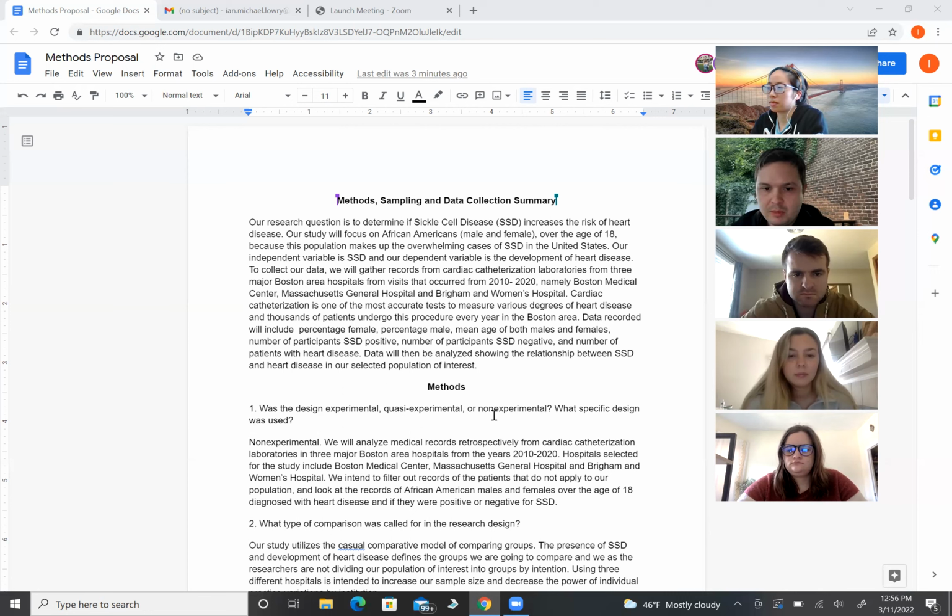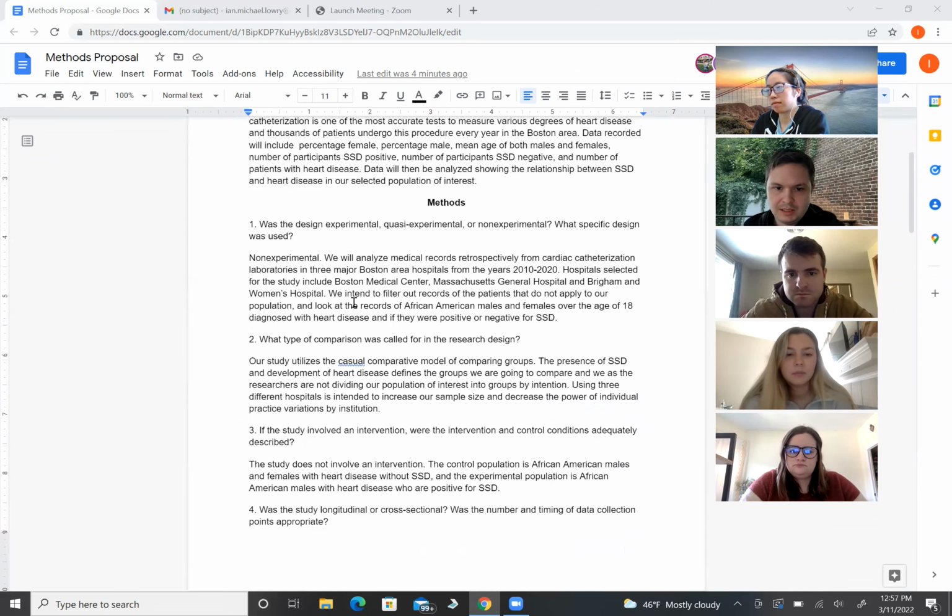Data recorded will include percentage female, percentage male, mean age of both males and females, number of participants sickle cell disease positive, number of participants sickle cell disease negative, and number of patients with heart disease that's discovered. Data will be analyzed showing the relationship between sickle cell disease and heart disease in our selected population of interest. So that's our general summary.